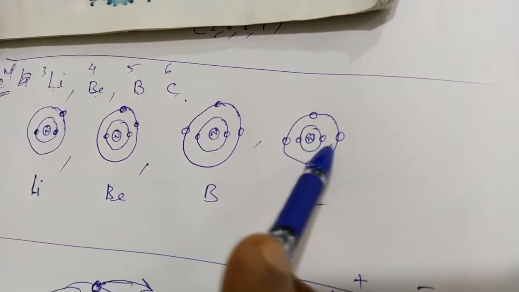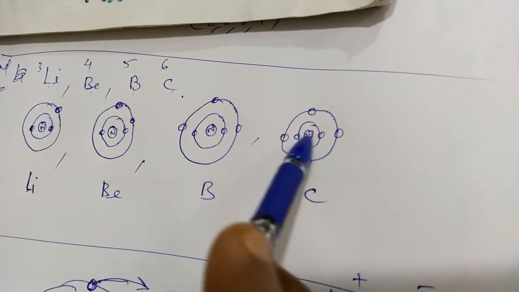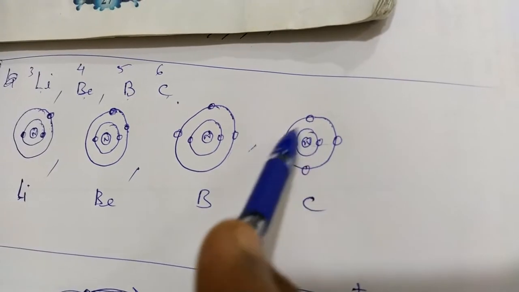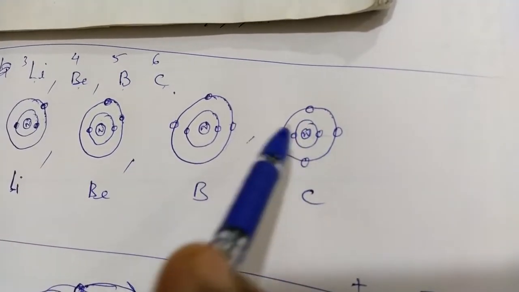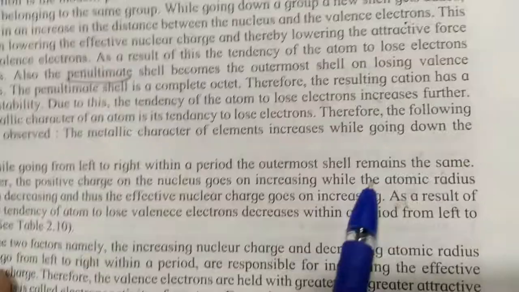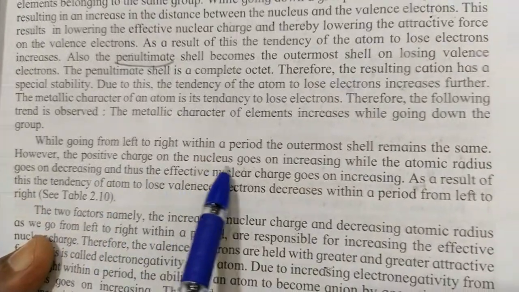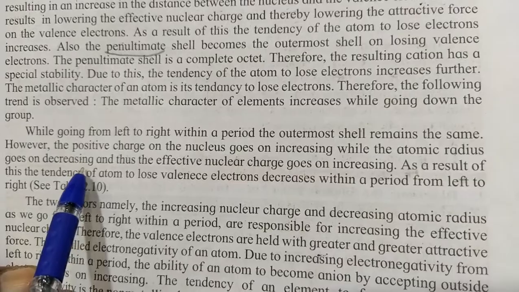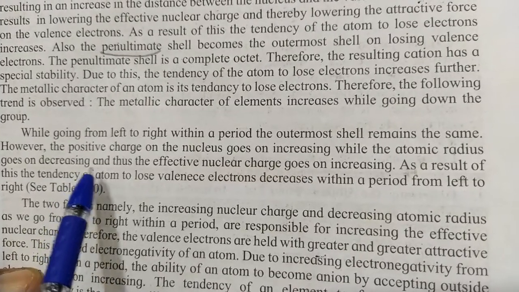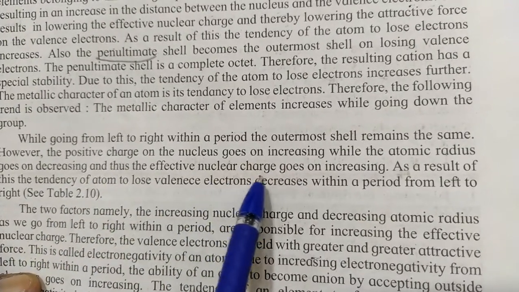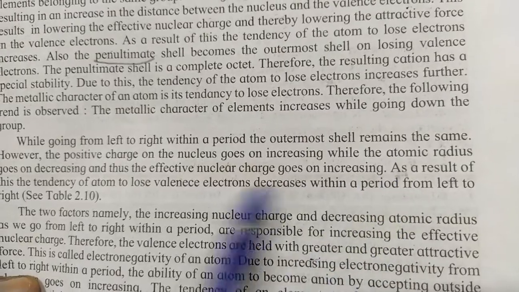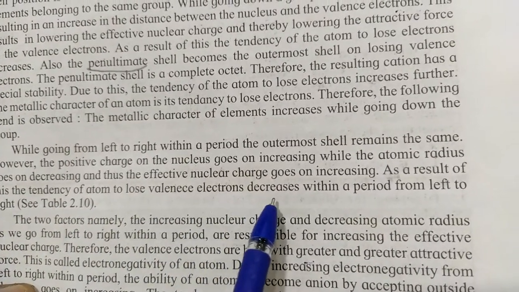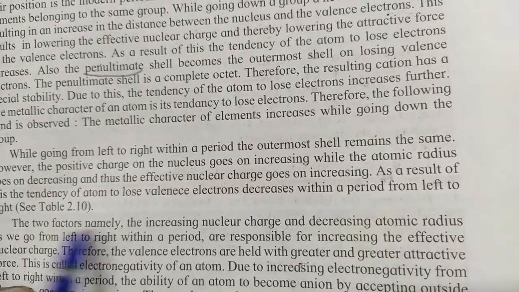Hence the attractive force is increasing; the pull on the electrons is increasing, because electrons are increasing in the same shell. So the positive charge of the nucleus goes on increasing while the atomic radius goes on decreasing. Thus the effective nuclear charge goes on increasing. As a result of this, the tendency of the atom to lose valence electrons decreases within a period from left to right.